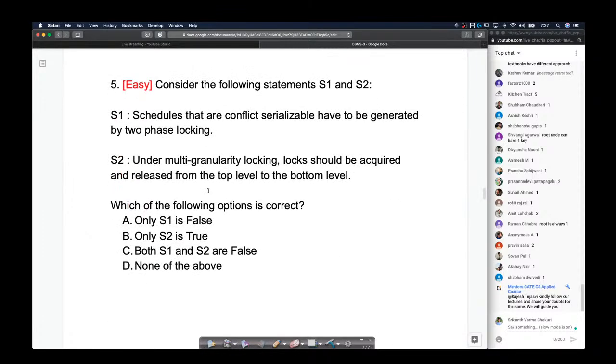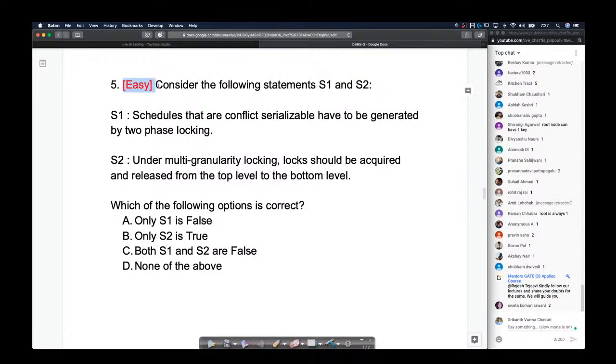Cool. So let's go to the next question. Yeah, because there are so many concepts here like locking, two-phase locking, conflict serializability. We are tagging this question as easy because if you know the basic properties of conflict serializability and two-phase locking, this is straightforward. And of course, multi-granularity locks. If you just know these concepts at a very high level and some very basic properties, these are straightforward.